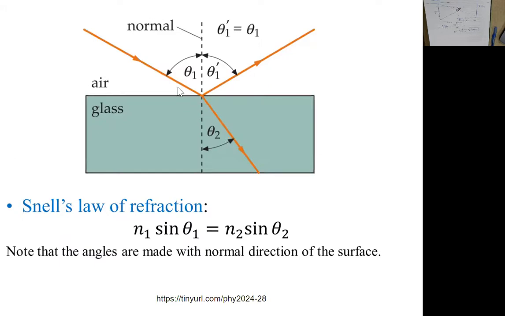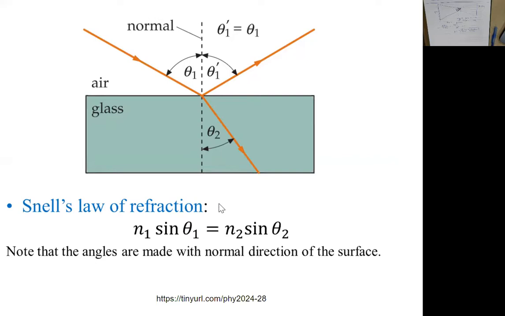This is governed by Snell's law, which says n1 sine theta 1 is equal to n2 sine theta 2. Here n1 is the index of refraction of the medium, in this case air, times the sine of the incidence angle. That should be equal to n2, the index of refraction of this medium, for example glass, times sine of theta 2, which is the angle the refracted beam makes with the normal direction of the surface. So that's Snell's law.